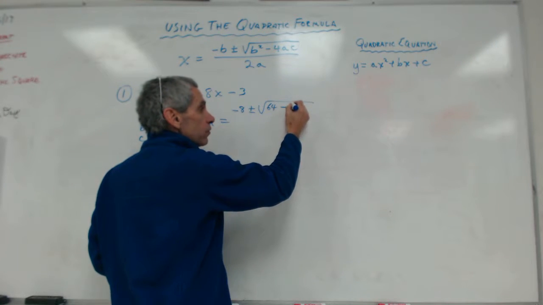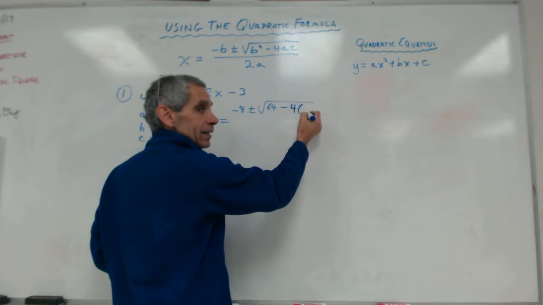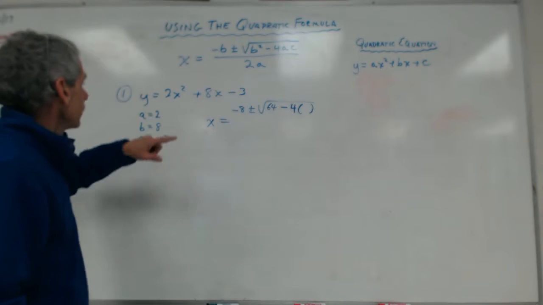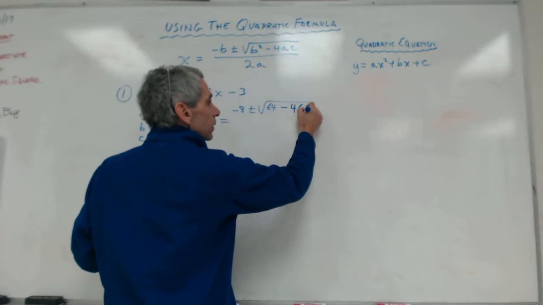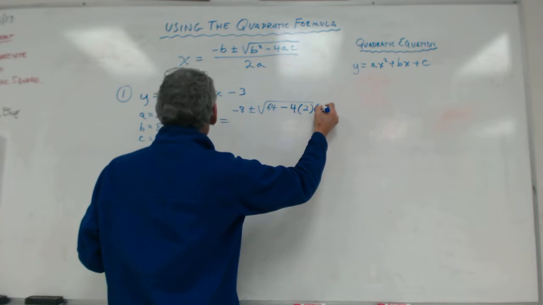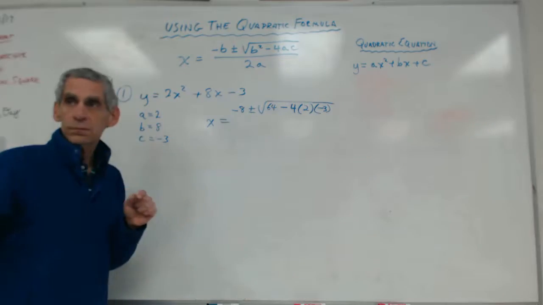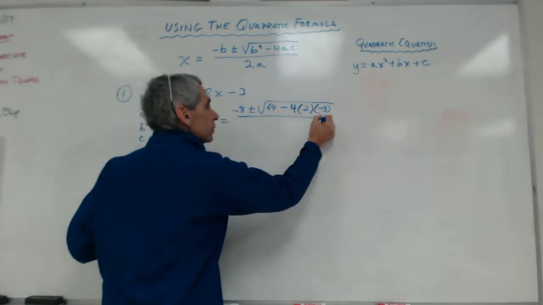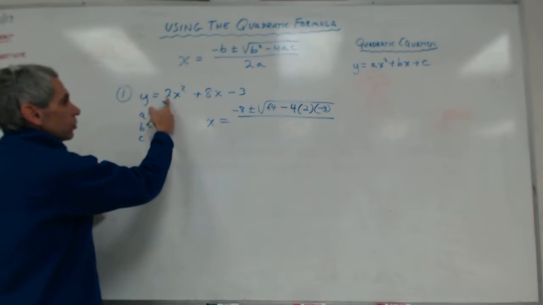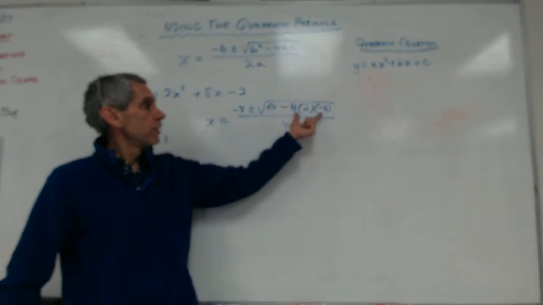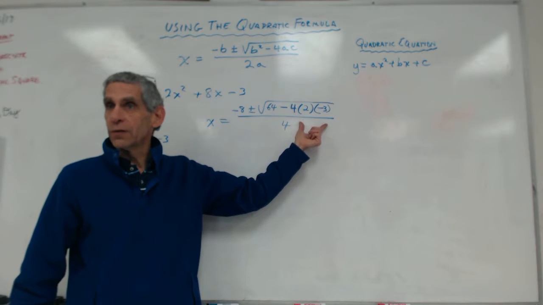What about a robot? Minus 4, parenthesis, make sure you write this, parenthesis a, which is 2, and then parenthesis c, which is negative 3. All right, all over 2 times a. 2 times 2 is 4. I'm going to just do that in my head. But don't do this part in your head. This is where everybody screws up.